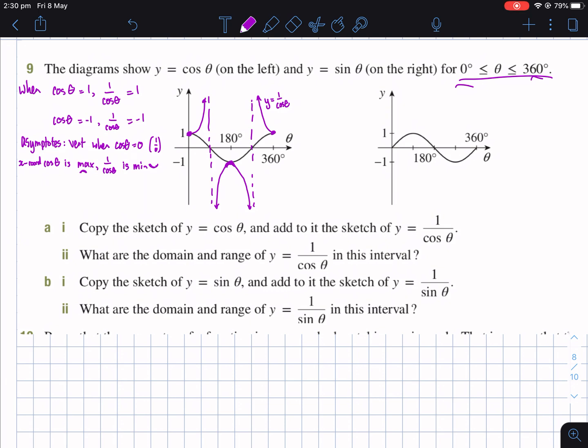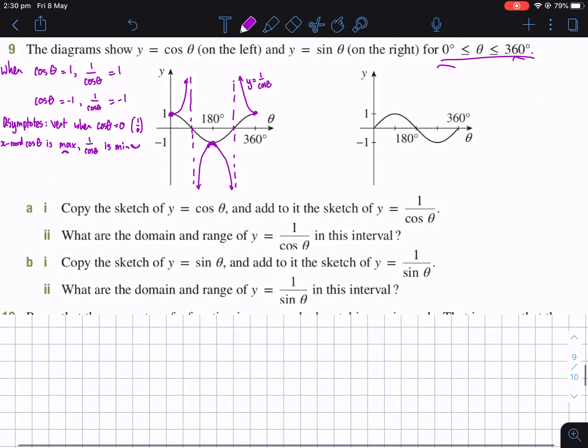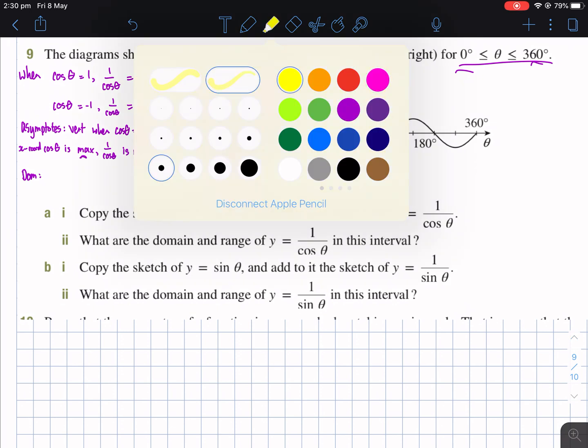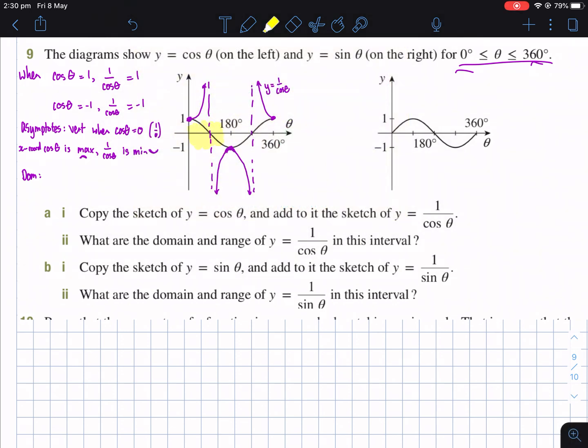The domain and range of 1 on cos theta in this interval. Well, you can see that 1 on cos theta is always going to be, like, we don't have anything in the gap between 1 and minus 1. Everything's either above it or below it. So, sorry, that's for the range.